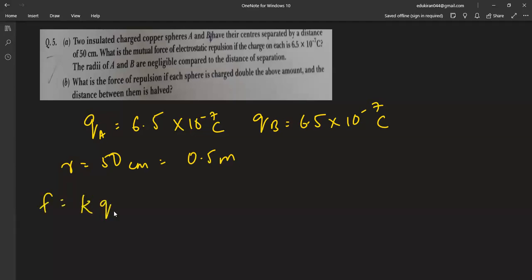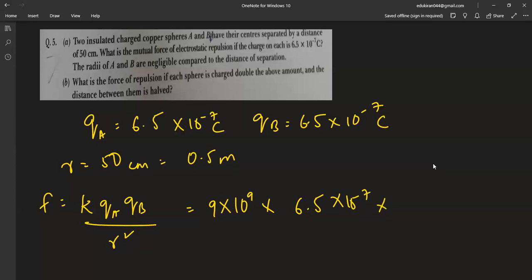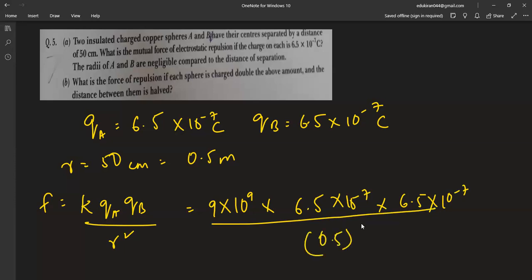F is equal to K QA into QB divided by R square. Fine. What is the value of K? 9 into 10 to the power 9. Charge on A, 6.5 into 10 to the power minus 7. Charge on B, 6.5 into 10 to the power minus 7. Radius squared, this is 0.5 whole squared. So whatever force comes, that is the answer of the first part. Mutual force of attraction and repulsion.